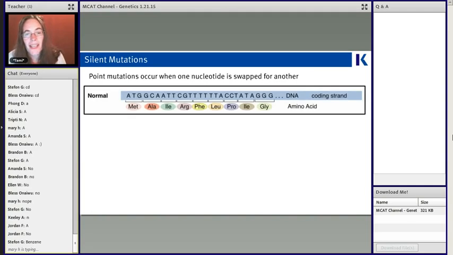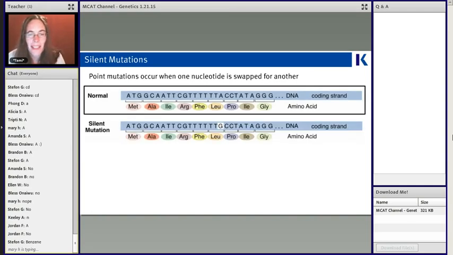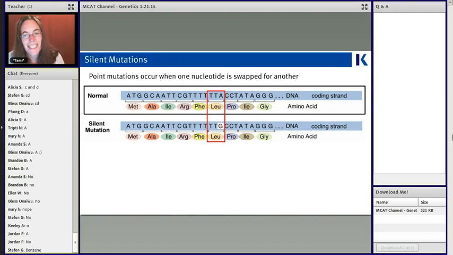The first thing that can happen is we could have a silent mutation. A silent mutation is where the amino acid doesn't change. For instance, TTA and TTG are both leucine. My protein knows no difference at all. It acts exactly the same. It looks exactly the same. It has no idea that there was a mutation.